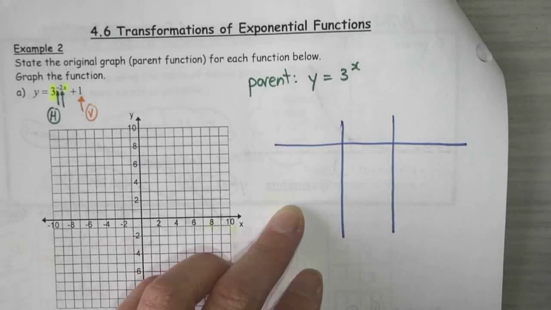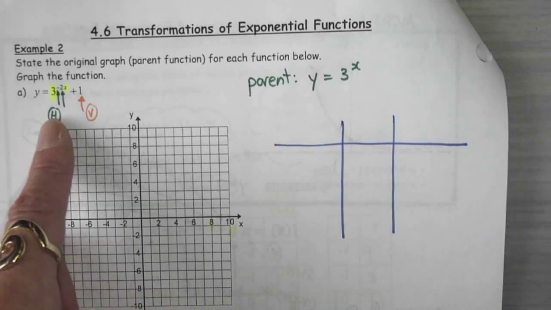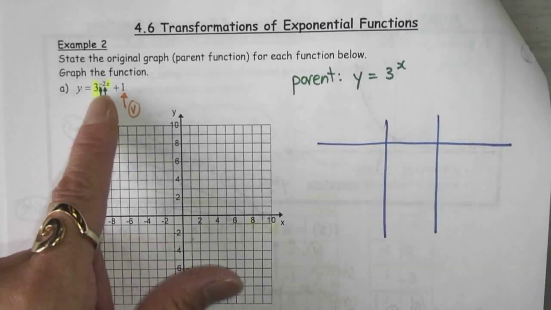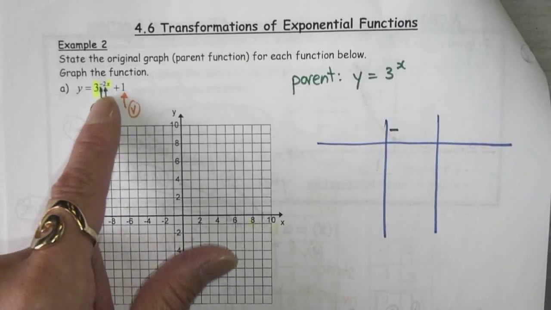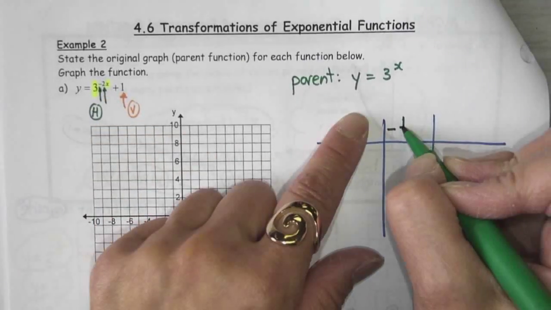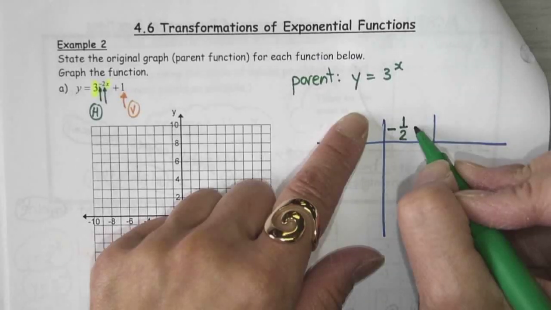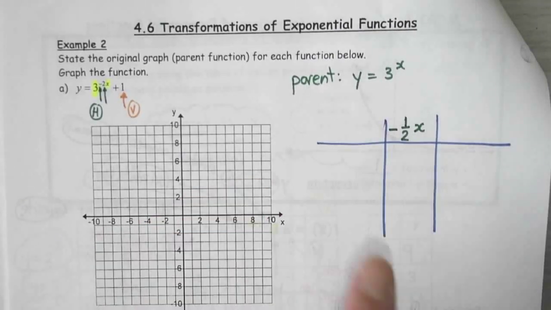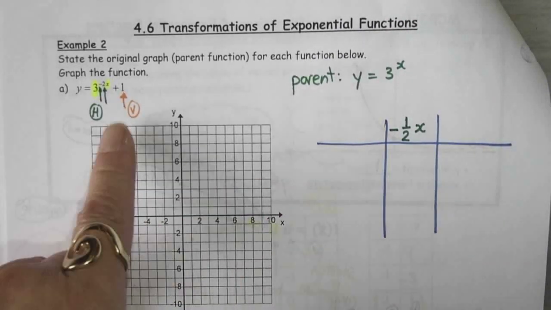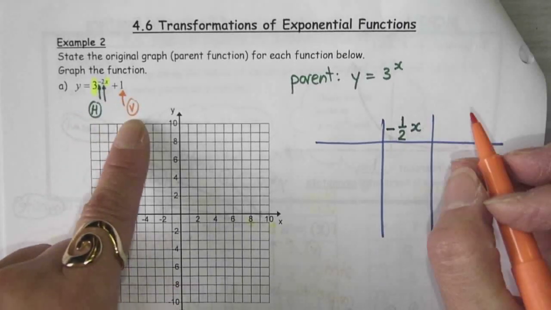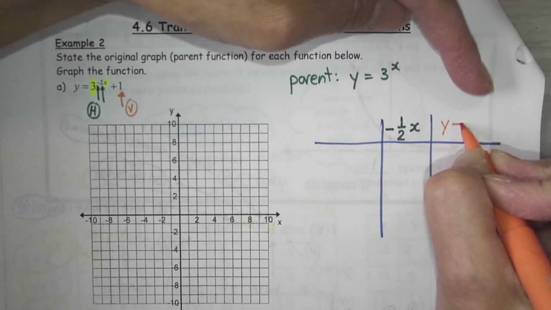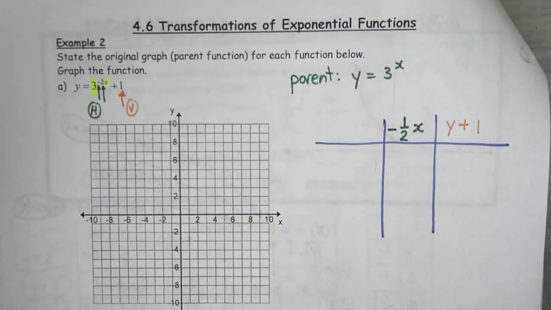Okay, so for my horizontal, it's a negative, so it's going to be a reflection, so negative. And instead of times 2, I know it's 1/2. And then you put the x right there in the middle. For my vertical, it's just my vertical. It's going to be y plus 1. Are we okay with that?